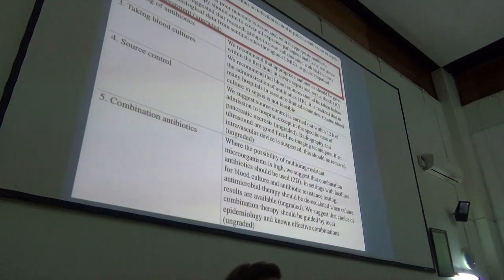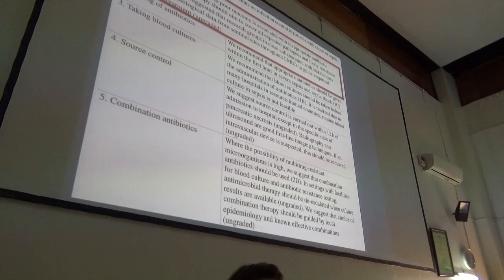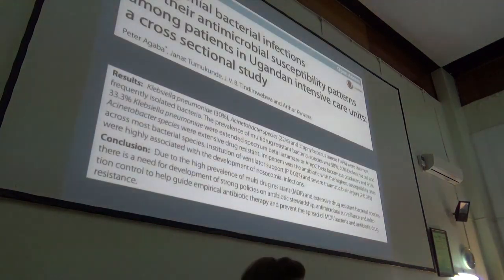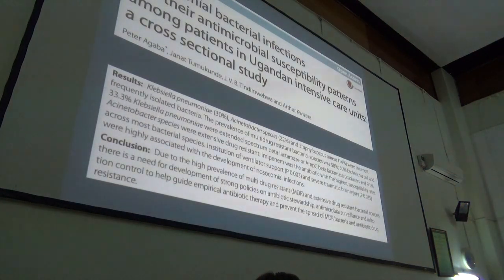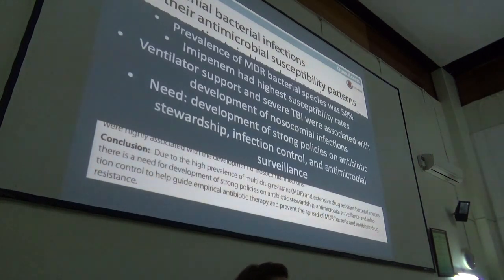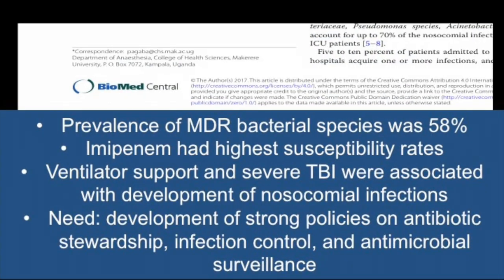And one of the anesthesia SHOs in 2013, who's now an anesthesiologist, Peter Gaba with Jeanette, and then the anesthesia staff working with them, actually studied 110 or 111 ICU patients in Uganda: what the cultures grew on day 1 and what cultures grew 48 to 72 hours later. They found a prevalence of multi-drug resistant bacterial species of over 50%, with the main antibiotic that was actually useful in the pandemic.